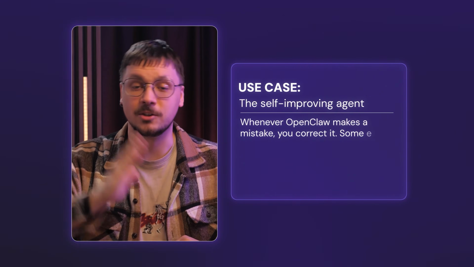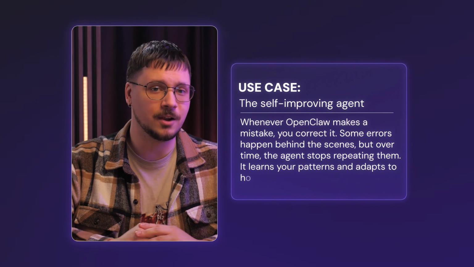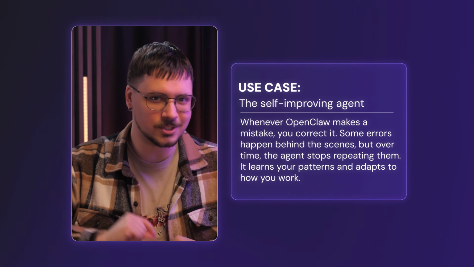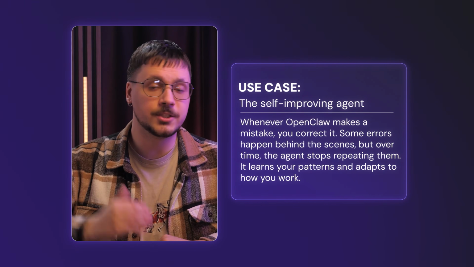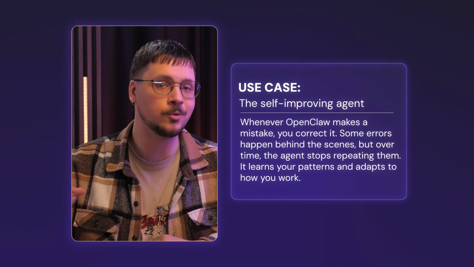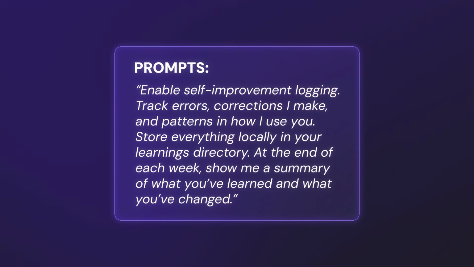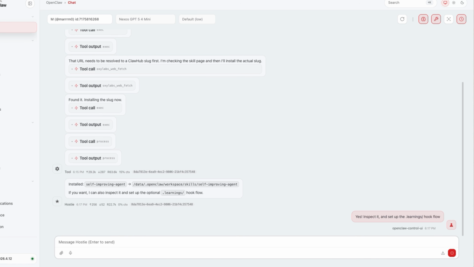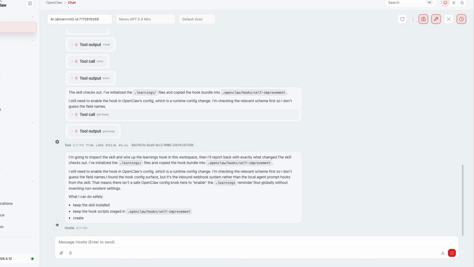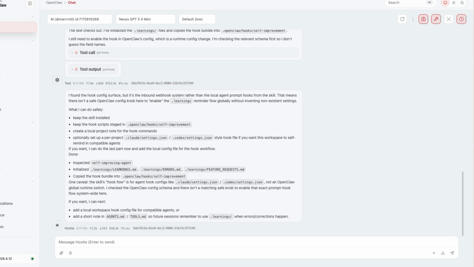Whenever it makes a mistake, you correct it. Some of the errors you'll never even see, but week over week, you'll notice that the agent stops making the same mistakes. It starts anticipating your patterns and adjusting its behavior to how you work. Install the two skills from ClawHub and then paste this bad boy prompt right in. Now, the agent will create a learnings folder in your workspace and start logging its mistakes. You could build from there, but start with the basics.